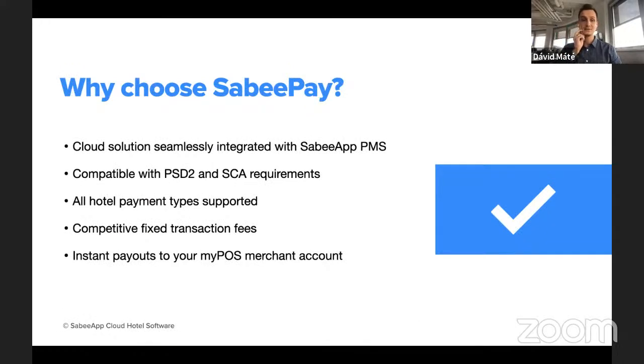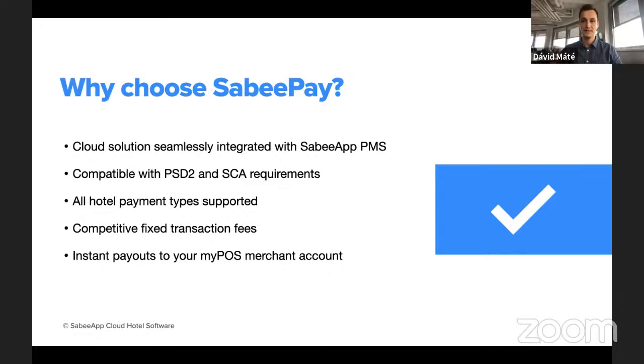Just to wrap it up, and this is my final slide on why choosing SabeePay is the way to go. It's a fully cloud based solution, which is seamlessly integrated with our PMS.